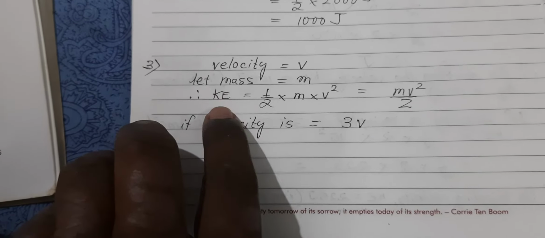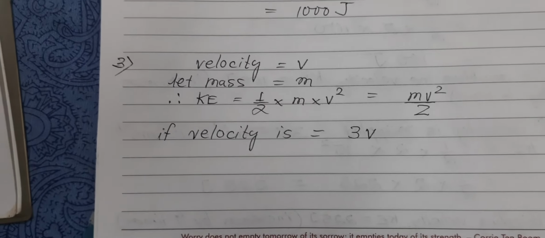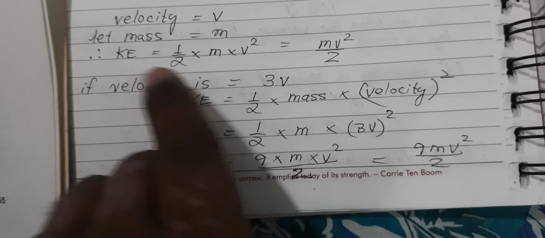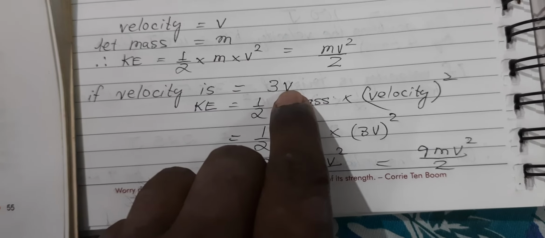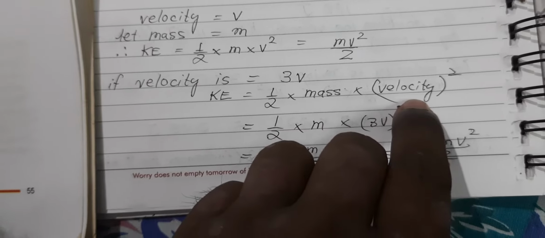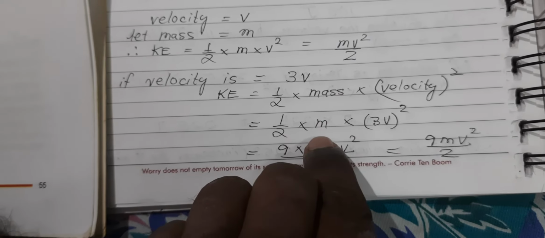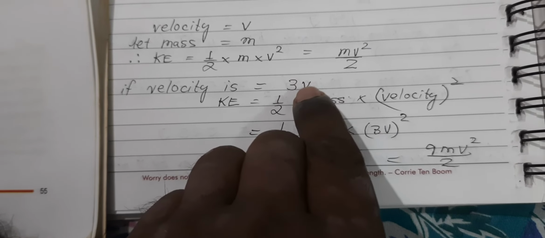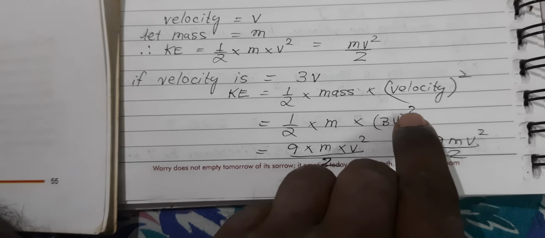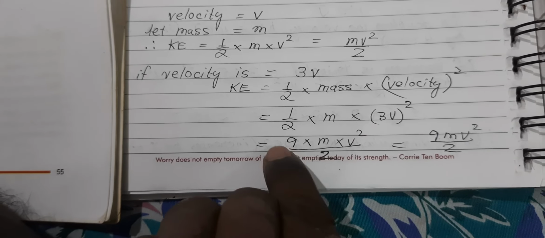So now what will happen to the kinetic energy? Let us do the calculation. So now we know velocity is 3v. Formula of kinetic energy is half into mass into square of velocity. Mass is m only. Now velocity is 3v. So square of 3v we have to do. So 3 square is 9.